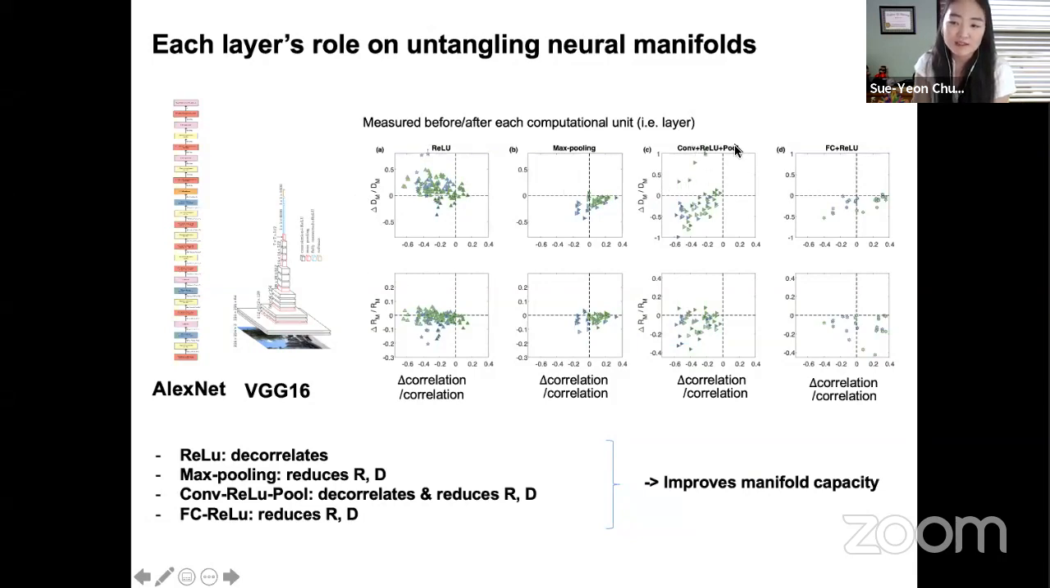But when you combine these layers together, the function of these clusters of the layers become good in the sense that the effect of these motifs are such that they're in the negative quadrant. But overall, what we're seeing here is that there's typically some trade-off when you just focus on one layer. When you combine them, the representations change in such a way that it improves manifold capacity.